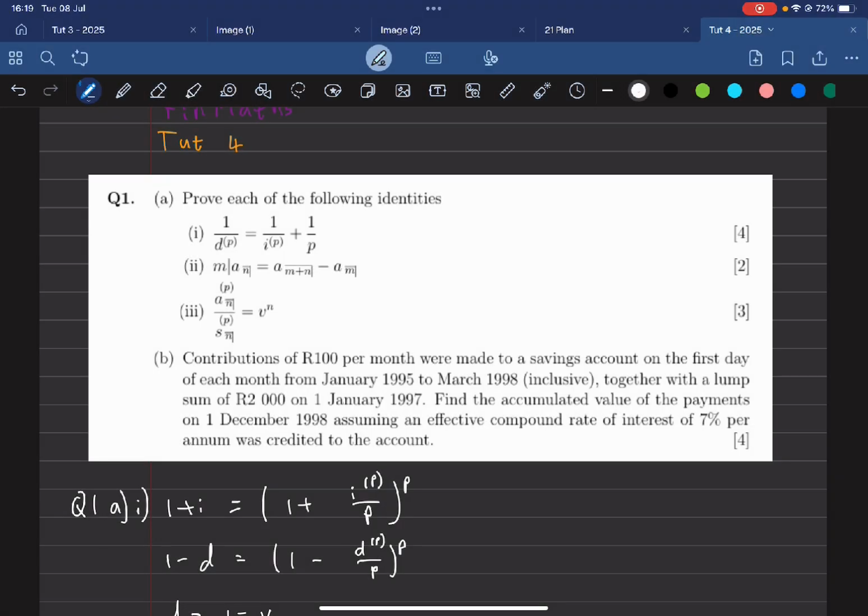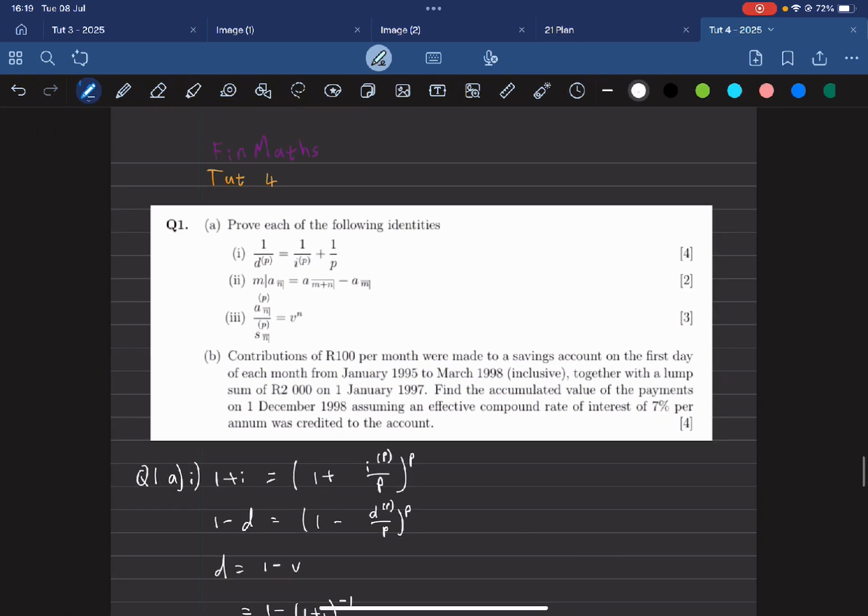Okay, now let's have a look at B. B says, contributions of 100 Rand per month were made to a savings account on the first day of each month from January 1995 to March 1998 inclusive, together with a lump sum of 2,000 Rand on the 1st of January 1997. Find the accumulated value of the payments on the 1st of December 1998, assuming an effective compound rate of interest of 7% per annum.